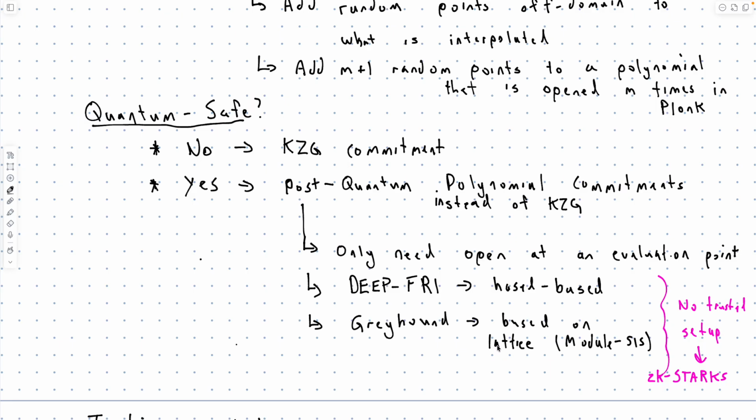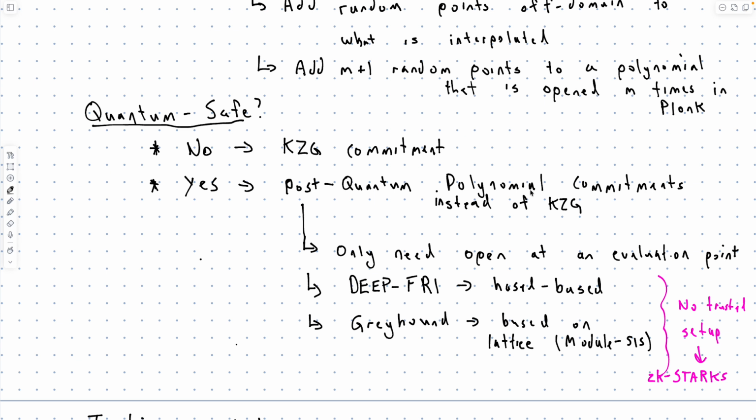It turns out that there are post-quantum polynomial commitments. The other thing we can ask ourselves is, what do we need from the polynomial commitment? For Plonk, all we need is to open at a random point, or at a point in general, an arbitrary point. That's what we need from the polynomial commitment scheme.